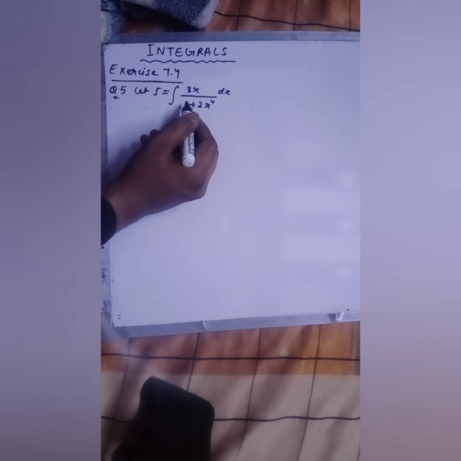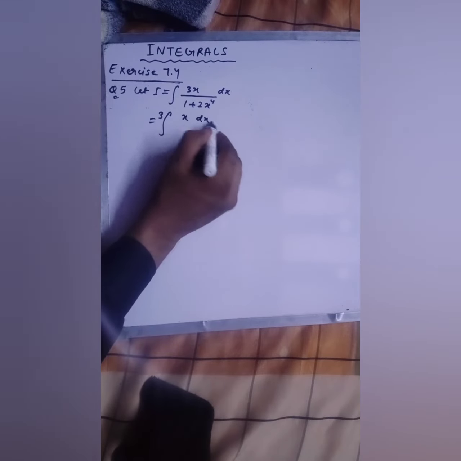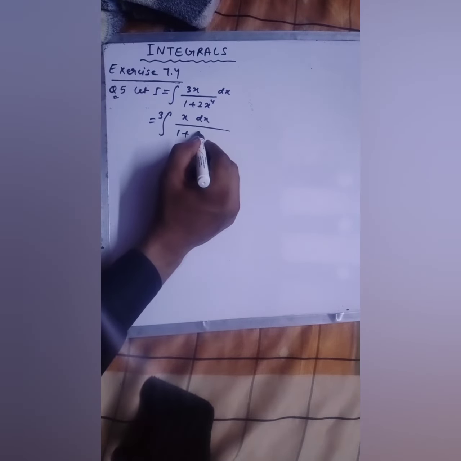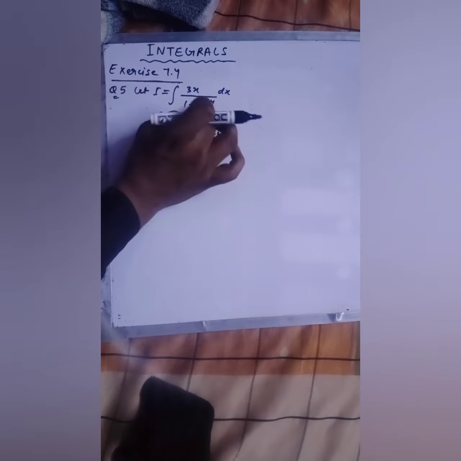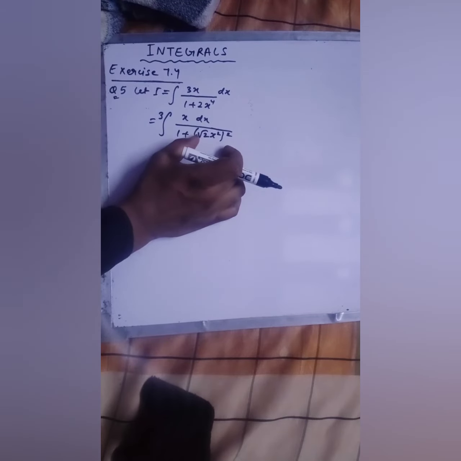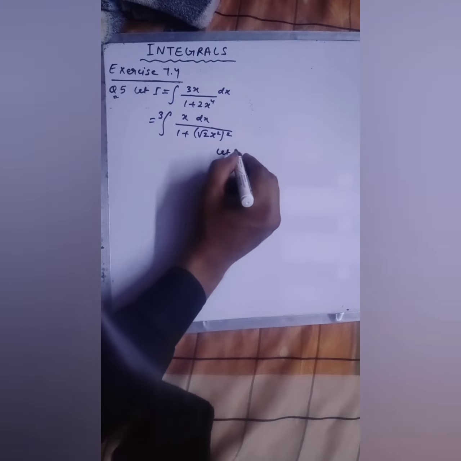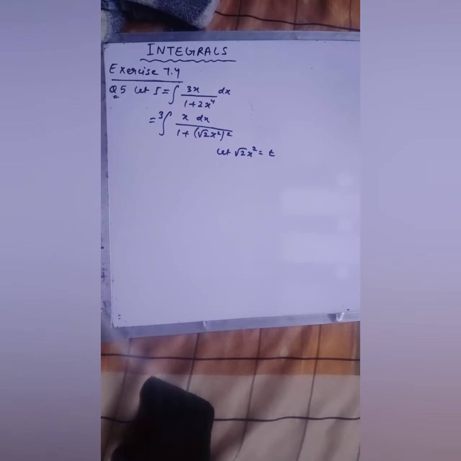So this is your question, and we have to find the integral of this. In this question, the 3 will come outside, x dx over 1 plus, and this I can write as root 2 x square whole square, that is 2x raised to the power 4. Now I'm assuming that root 2 x square is t.